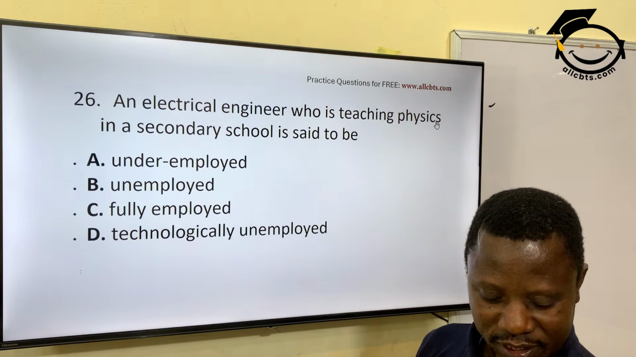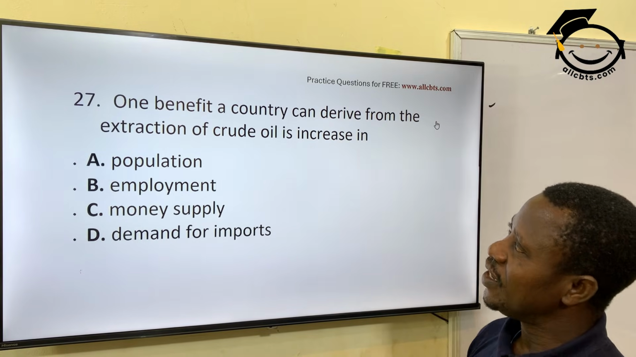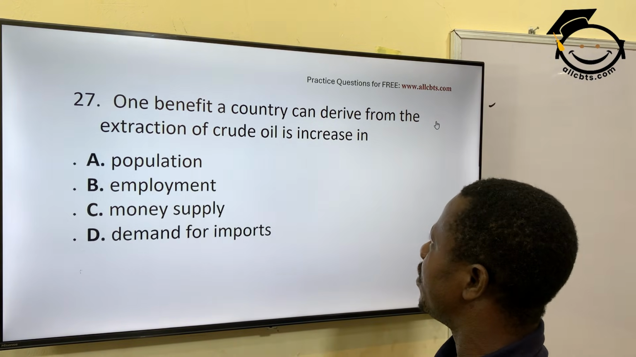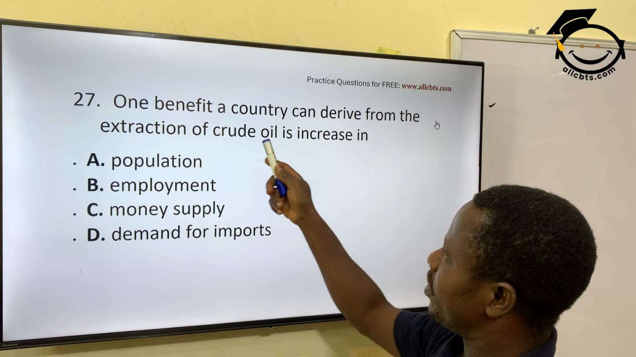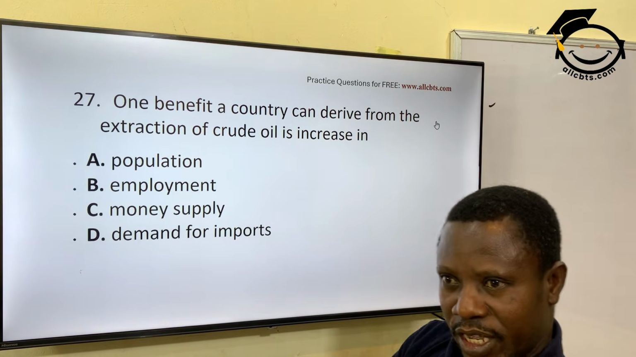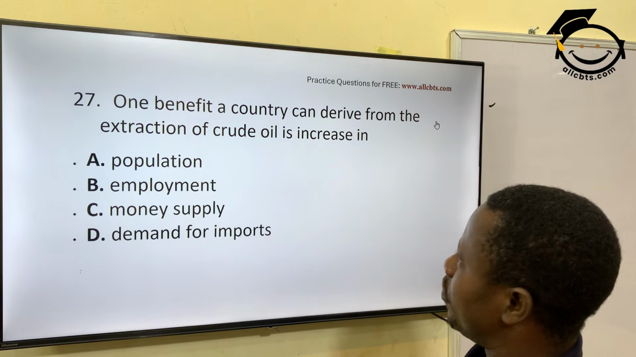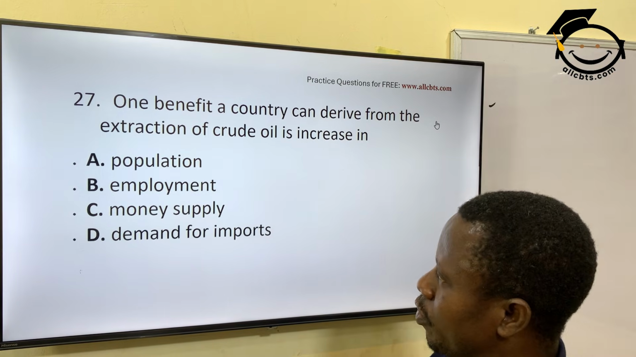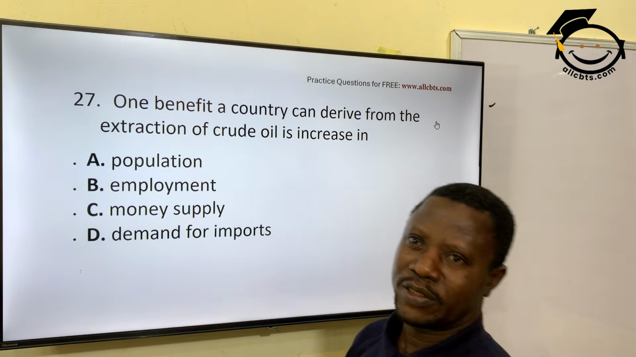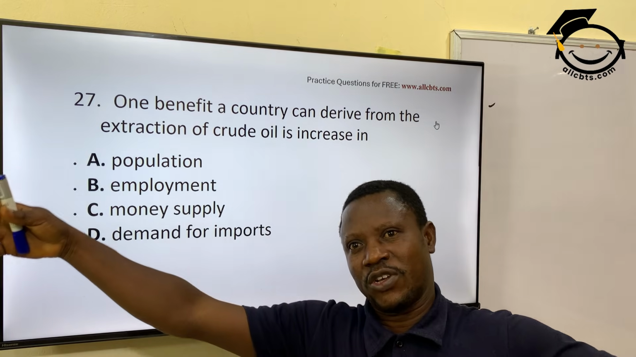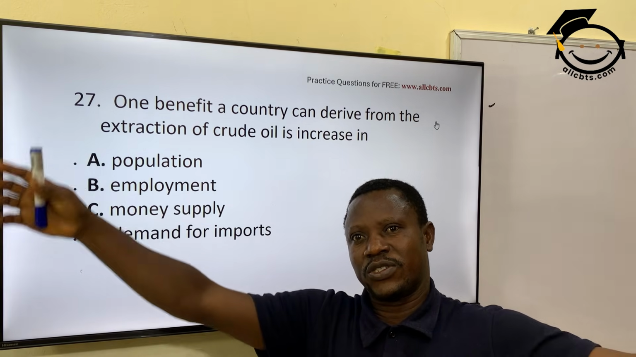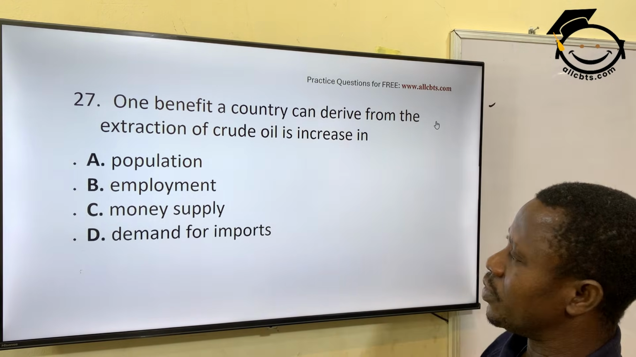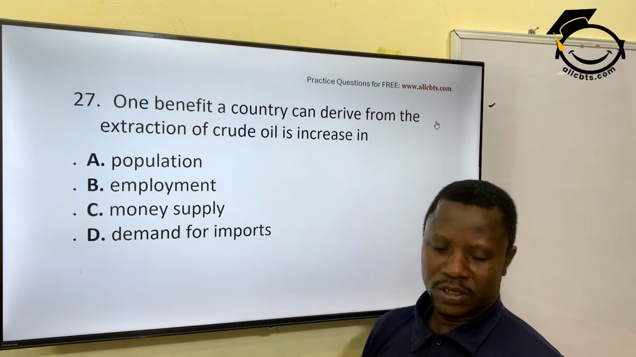A is the correct answer. Okay? One benefit a country can derive from the extraction of crude oil is an increase in employment. As you extract crude oil, you get many byproducts, so there will be chains of products and then chains of engagement of labor along the line. So there will be an increase in employment. Option B is the correct answer.